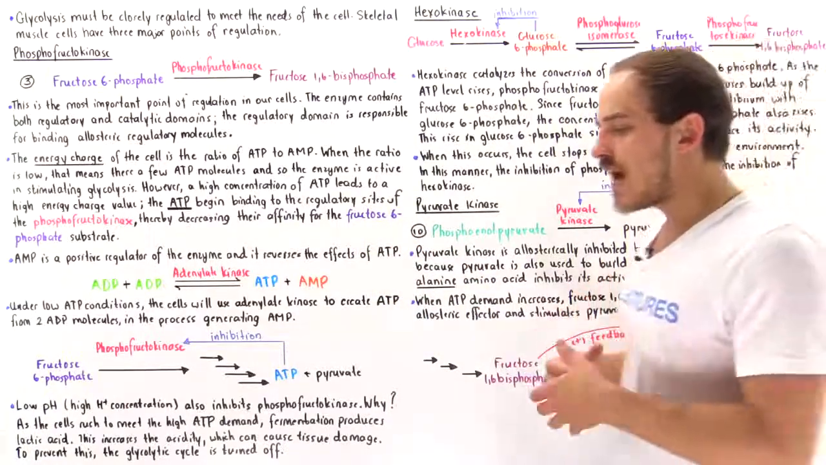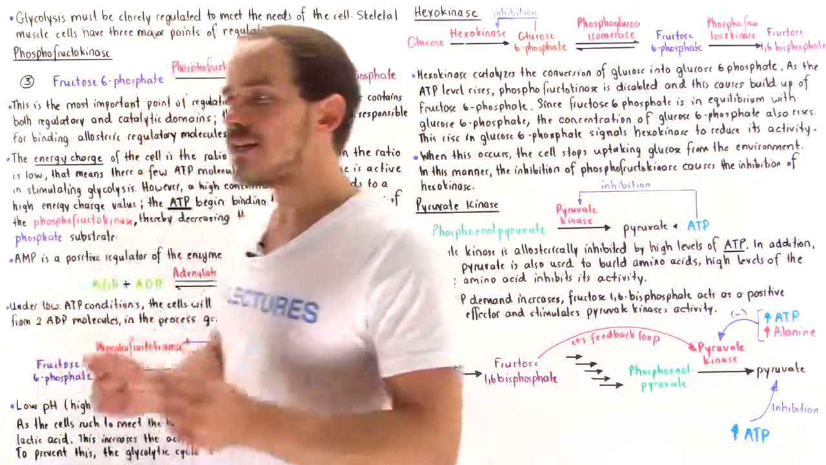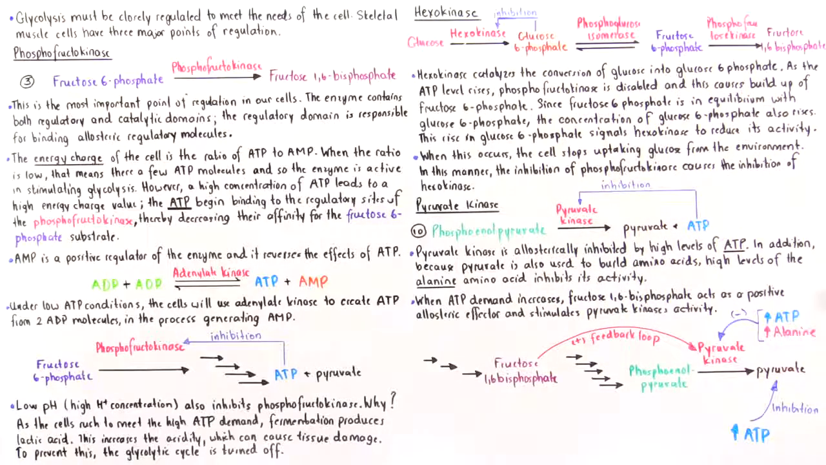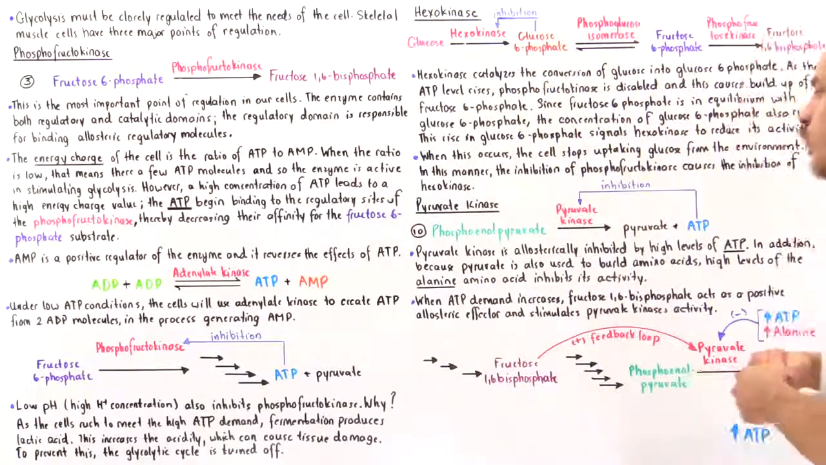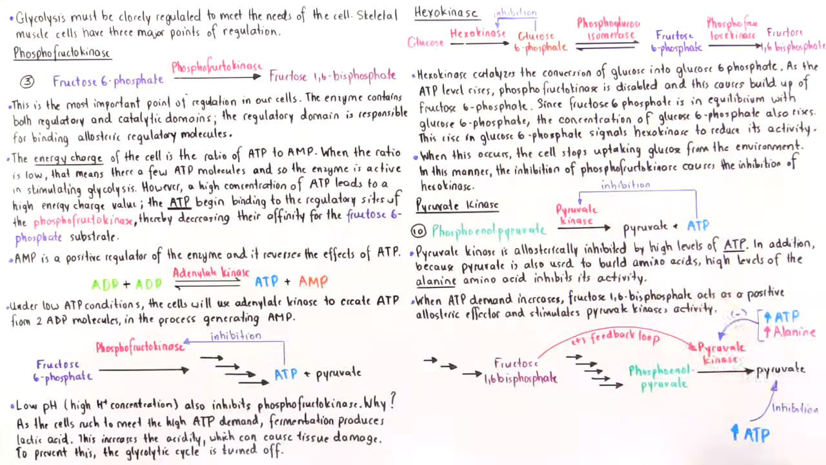So pyruvate kinase is the enzyme that catalyzes the last process in glycolysis, and this is also virtually irreversible. It only takes place in this direction. So we have phosphoenolpyruvate that is transformed into pyruvate molecules and ATP molecules by the activity of pyruvate kinase.